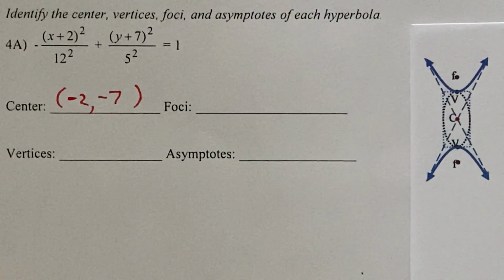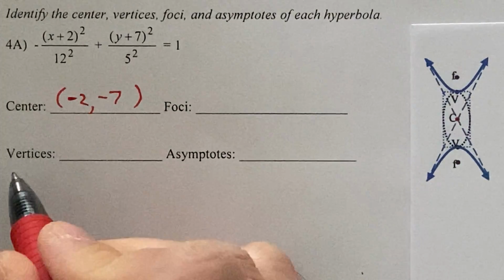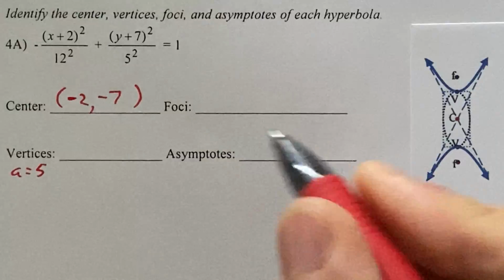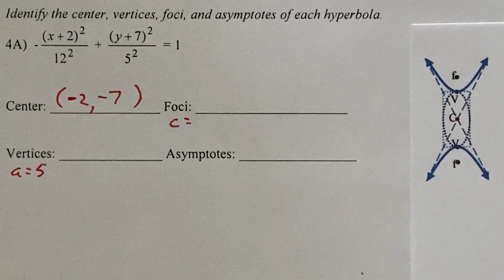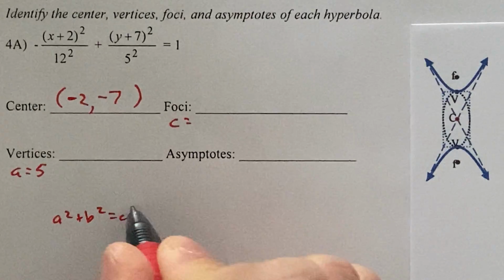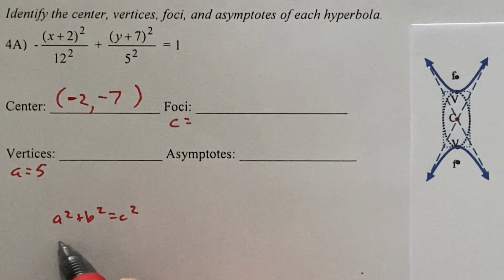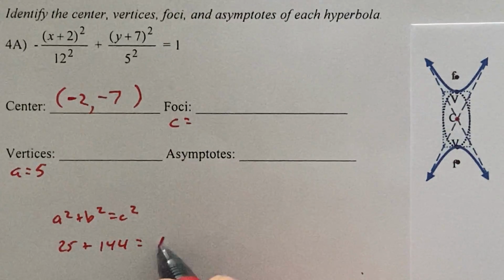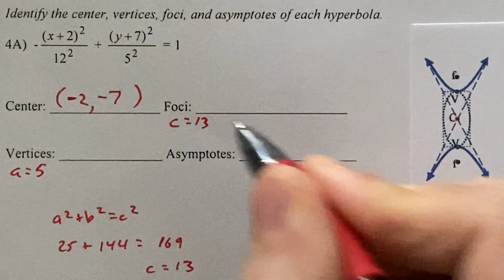Next thing I have to do is figure out what the vertices and the foci are. For the vertices, that's the letter A, which is in this case underneath the positive fraction, which is 5. C for the foci is not given in any one of these. So how do I figure it out? Pythagorean theorem. So a squared plus b squared equals c squared. This is for hyperbolas, not for ellipses, okay? So a squared plus b squared equals c squared, which is 169. So c must equal the square root of that, 13. So c is 13, okay?